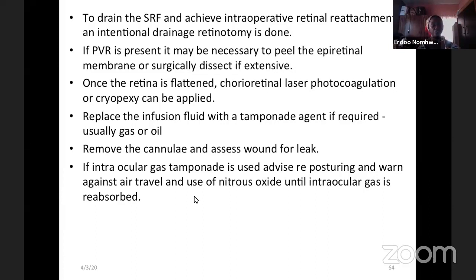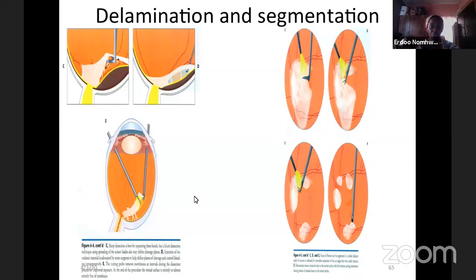If you have used intraocular gas, you have advised the patient to posture head down, and warn them against air travel, till the gas is absorbed so that there's no expansion of the gas when they travel. So this is just pictures showing the delamination and the segmentation.